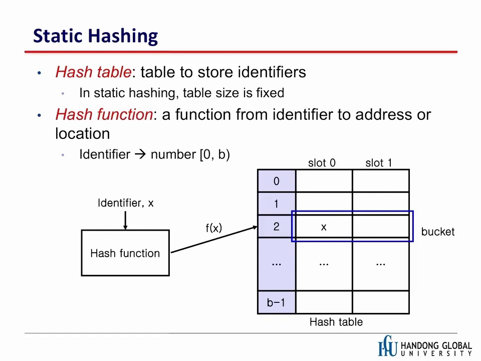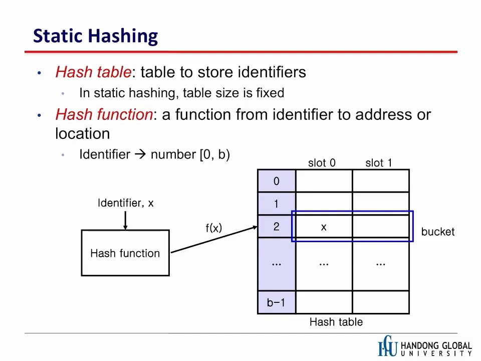Again, the hash table will handle the identifiers. We don't talk much about the attributes here, but remember, attributes are connected to these identifiers all the time. In static hashing, the table size is fixed. And then we need a hash function, which is a function from identifier to address or location. What does that mean? Given an identifier, the hash function will find the location. It will transform the identifier to an address or location.